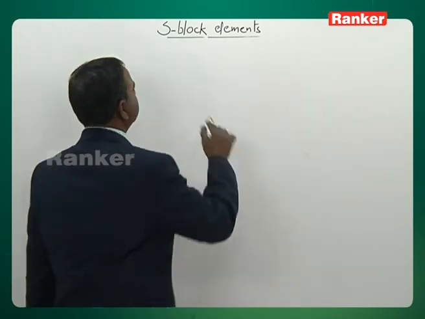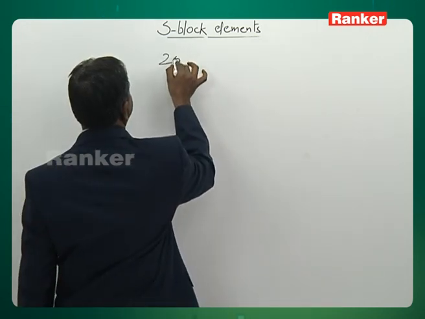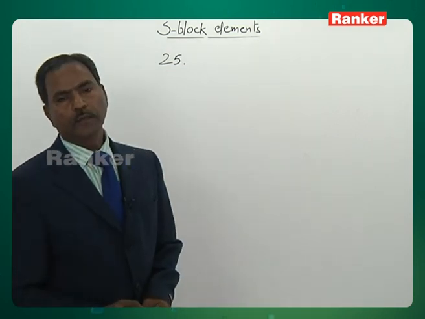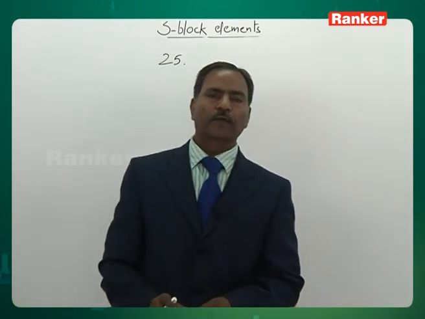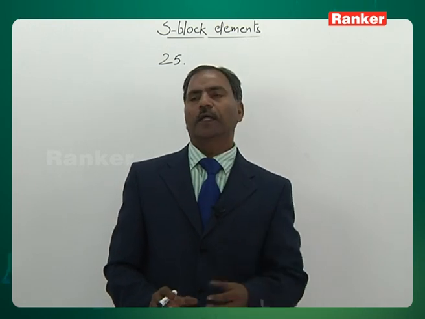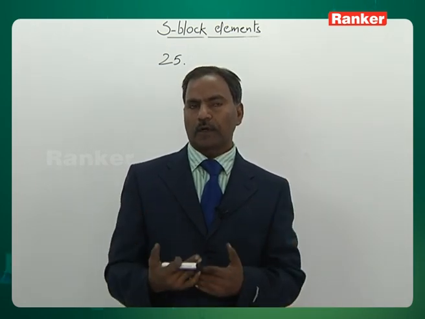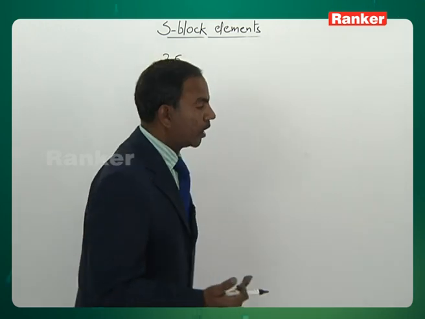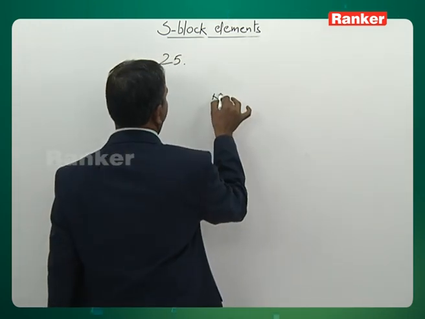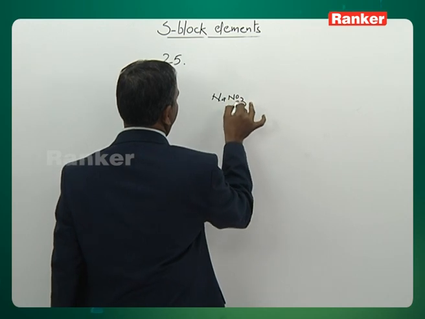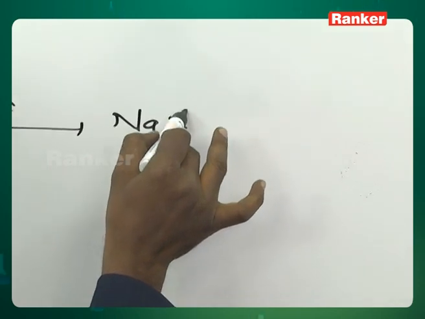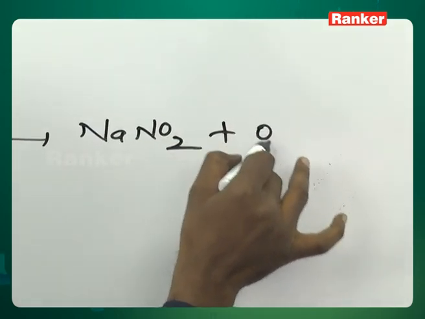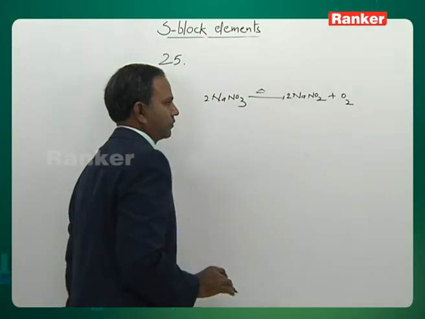Coming to question number 25. Sodium nitrate decomposes above 800 to give. So you have to remember the decomposition of the first A group nitrates. Lithium nitrate decomposition is different from the decomposition of the nitrates of the same group. But this is asking about sodium nitrate. Sodium nitrate on heating produces sodium nitrite and oxygen. These are the products.